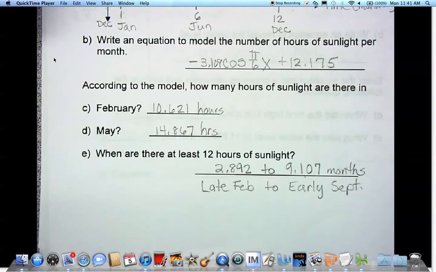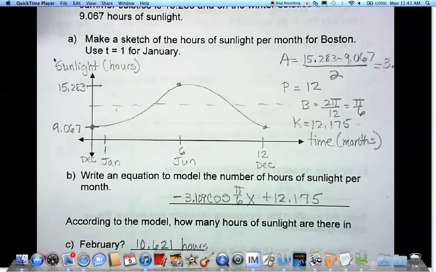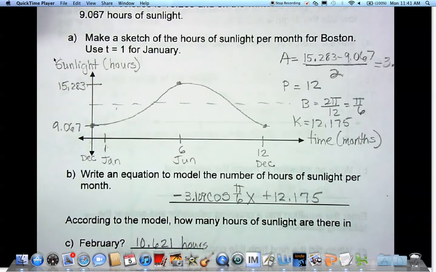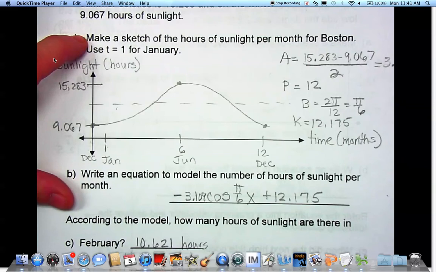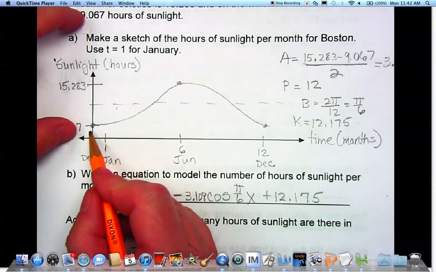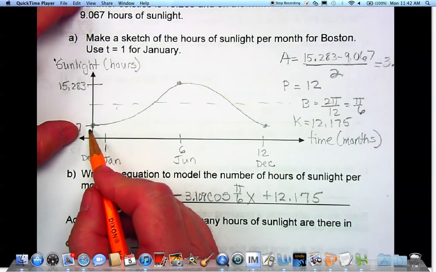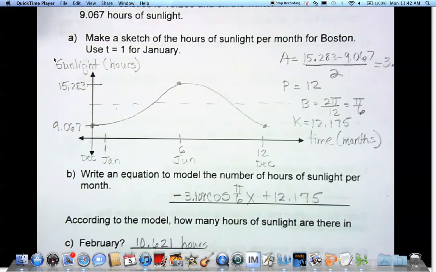Okay, how would this graph change if you were in Alaska? The amplitude would be much larger, because you would go from like 3 hours of sunlight a day to like 21 or 22 hours. Just because the sun is out doesn't mean it's hot.